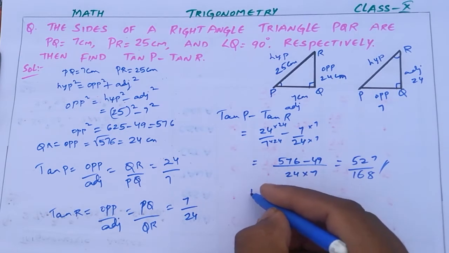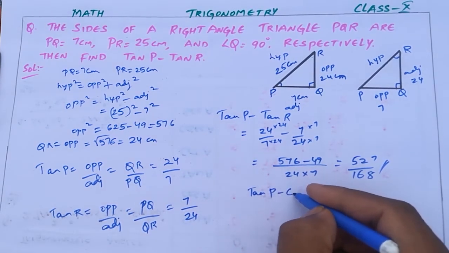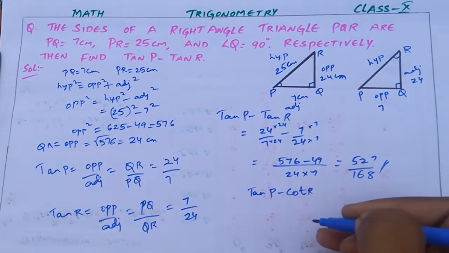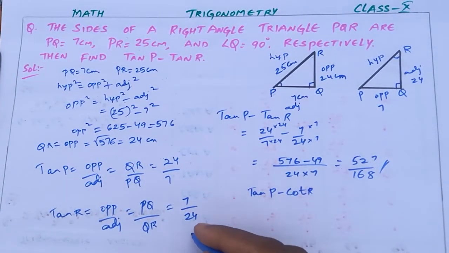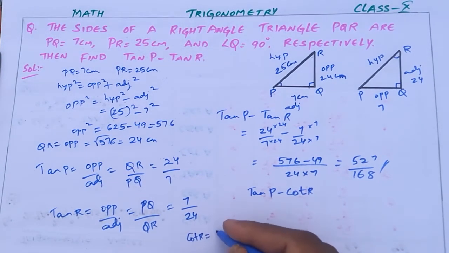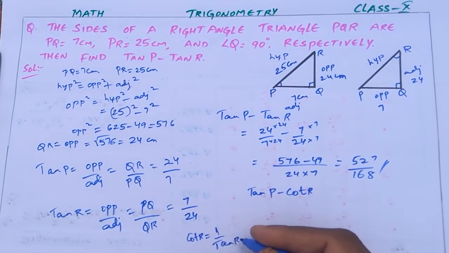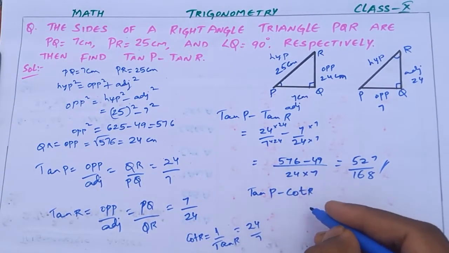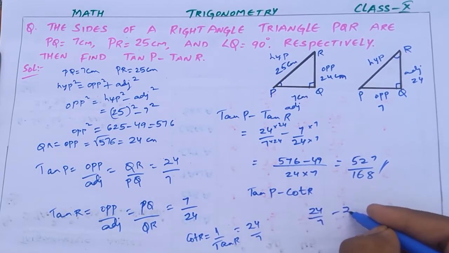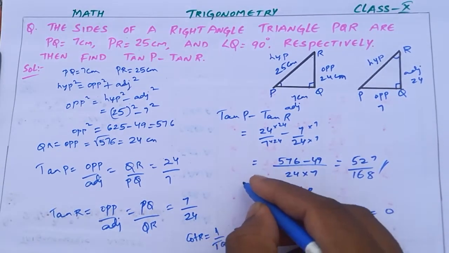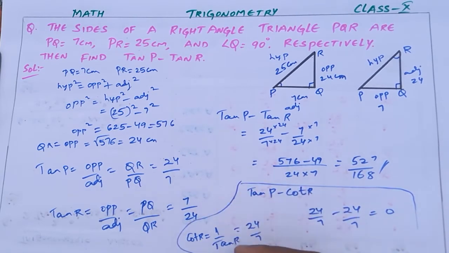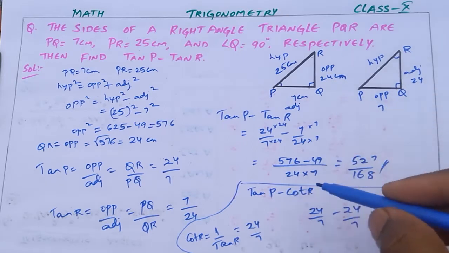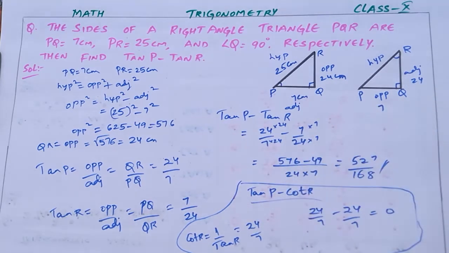Suppose the same question, if he is asking for tan P minus cot R. In place of tan R he is asking cot R. We know cot R means reverse of tan R, 1 by tan R. 7 by 24 will become 24 by 7. Then if you substitute, tan P value we got as 24 by 7, cot R also 24 by 7. Both subtraction gives 0. So this is apart from the question, but anyway I am saying the similar one, if the question is asking like this, how to do. Okay, I hope you understood this problem.